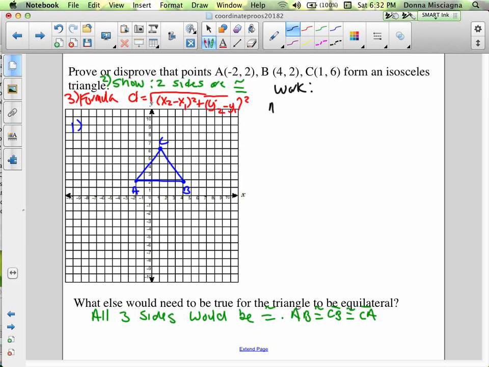All right, so AB would be the square root of (-2 minus 4) squared plus (2 minus 2) squared. That's going to be negative 2 minus 4 is negative 6, 2 minus 2 is 0, and then negative 6 squared is 36, the square root of which is 6.